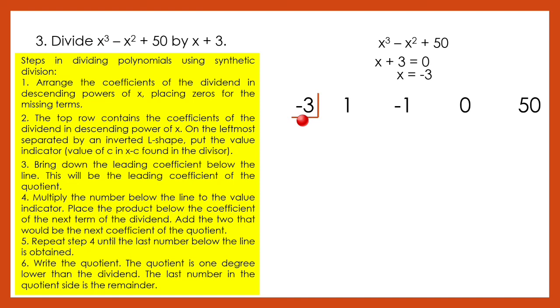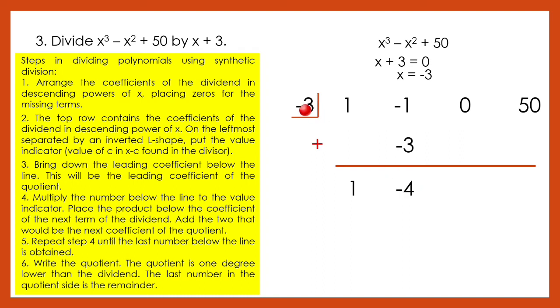Okay, so next natin, guhit tayo ng line, and then, yung 1, bibring down natin. Yun yung ating first term ng coefficient. 1 times negative 3, ilalagay natin dito. 1 times negative 3 is negative 3. Ilalagay natin sa baba ng negative 1. Then, add negative 1 plus negative 3 is negative 4. Ito yung value ng next term ng quotient natin.